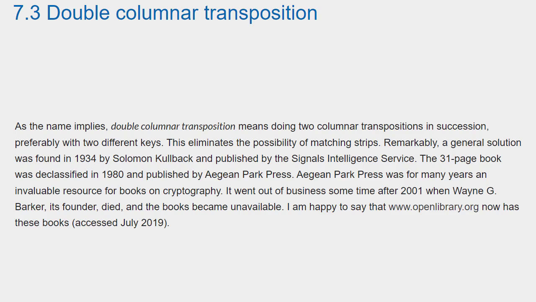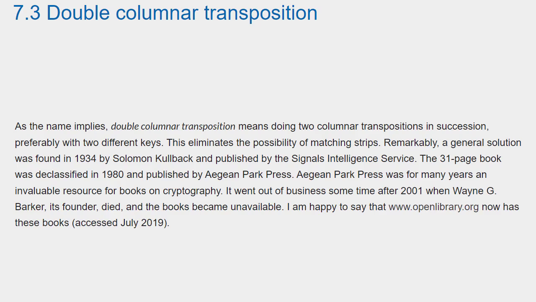Section 7.3. Double columnar transposition. As the name implies, double columnar transposition means doing two columnar transpositions in succession, preferably with two different keys. This eliminates the possibility of matching strips. Remarkably, a general solution was found in 1934 by Solomon Kullback and published by the Signals Intelligence Service.